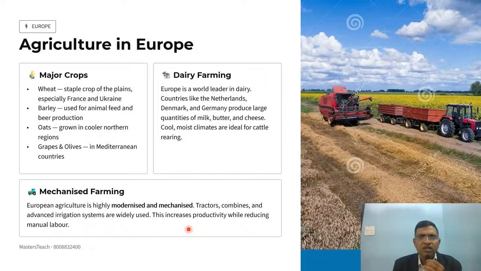Okay, then agriculture in Europe. Sometimes they may ask in the TET examination what the major crops in Europe are. Mostly they produce wheat, a staple crop, especially in France and Ukraine. Nowadays war is going on, that's a different thing. Then barley, for animal feed, and a lot of beer production takes place in Europe. Then oats in the cooler northern regions. Then grapes and olives in Mediterranean countries.